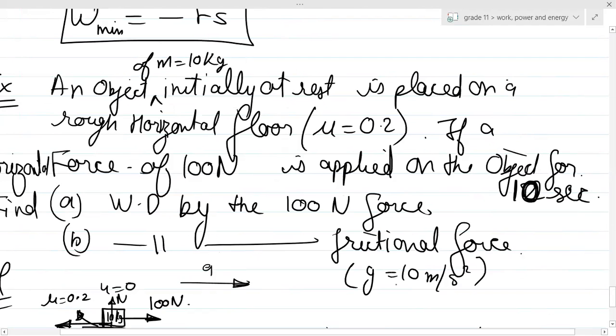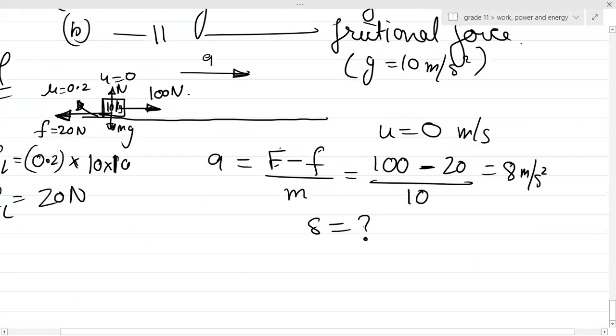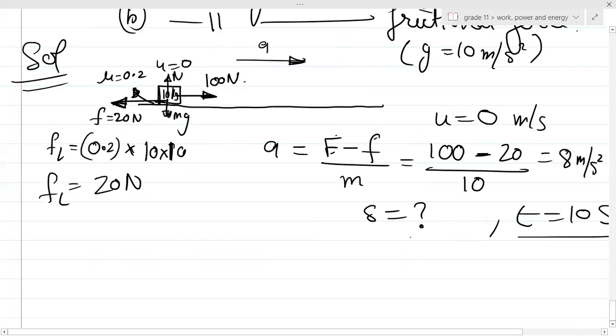Can you see over here? I just modified the question a little bit because a time variable was required. So a force of 100 Newton is applied on the object for 10 seconds. Then find the work done by this 100 Newton force during that interval and the frictional force. So you want to calculate displacement and they have given time as 10. Now I think you can find S very easily, right?